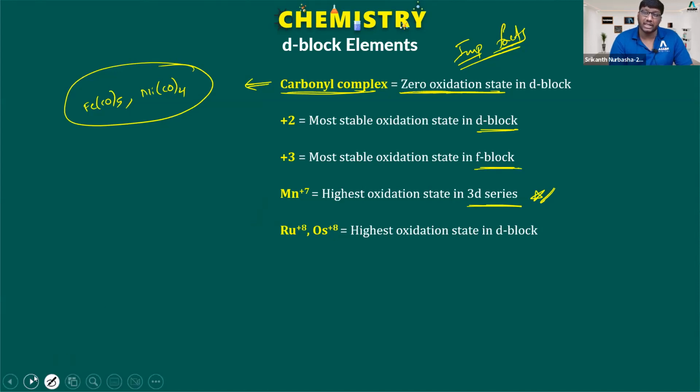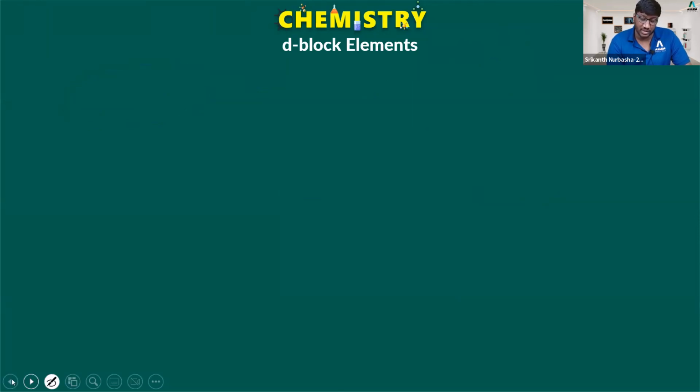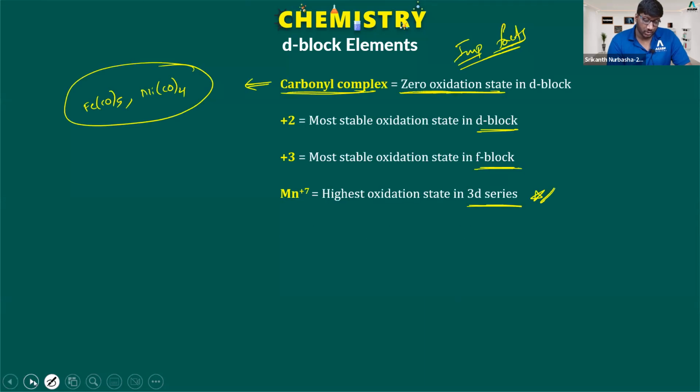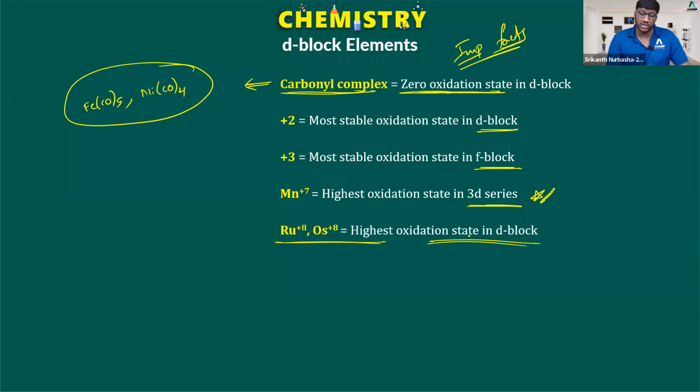If you go with the other D block elements, like ruthenium and osmium, they can show the highest oxidation state of plus 8. Ruthenium and osmium, the highest possible oxidation state in the D block. Ru plus 8, Os plus 8. Highest oxidation state in D block. In the 3D series, it is manganese.